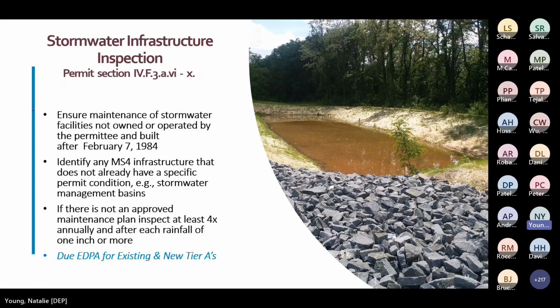If there is not an approved maintenance plan, towns can prepare a retroactive maintenance plan for certain infrastructure or inspect at least 4 times annually and after each rainfall of 1 inch or more, keeping in mind that inspection logs must also be maintained.